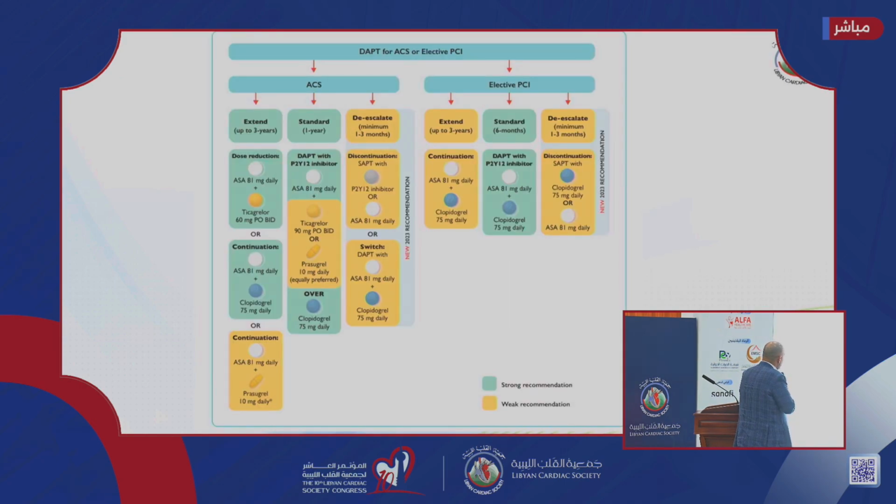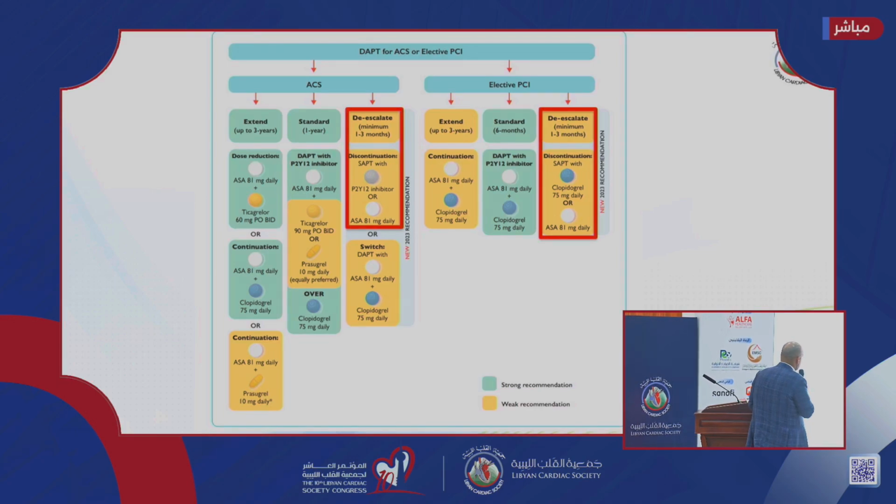Based on that evidence, our recommendation was that in a patient with high bleeding risk, it would make sense to de-escalate after a minimum of 1 to 3 months of DAPT, whether it was ACS or elective PCI. And then after that, just continue with SAPT. That could be either a P2Y12 inhibitor or just aspirin.